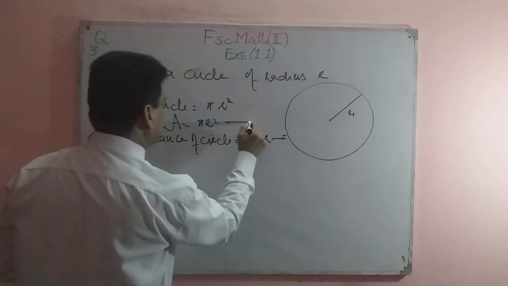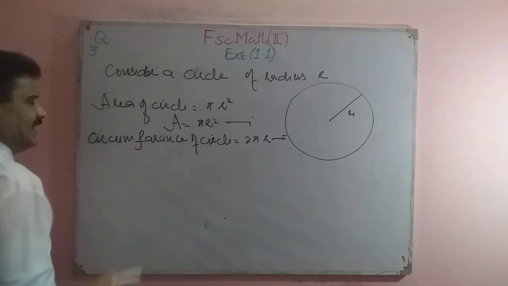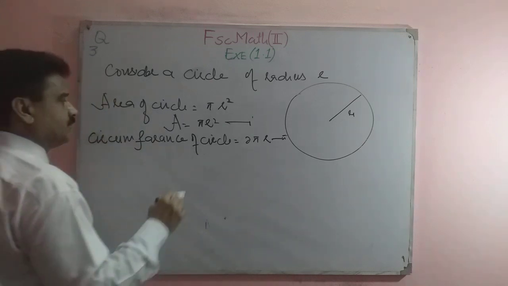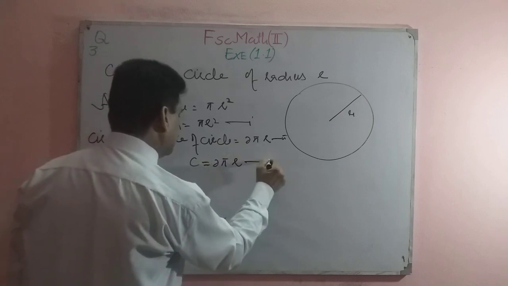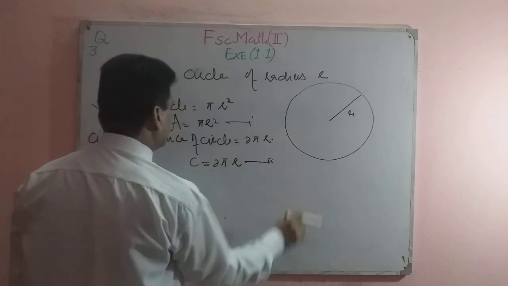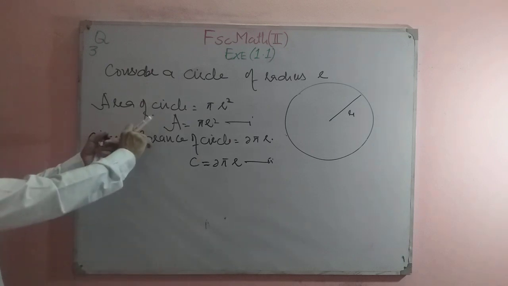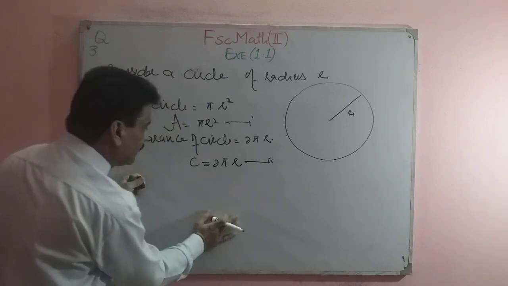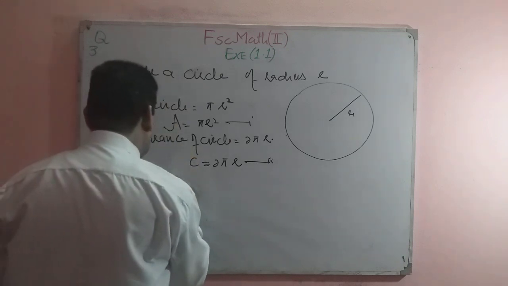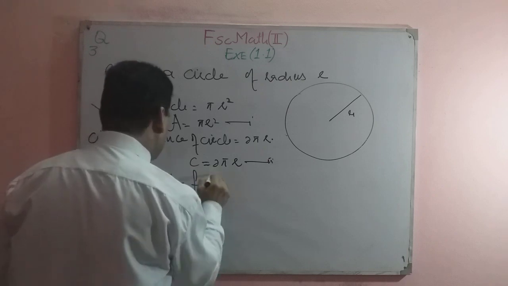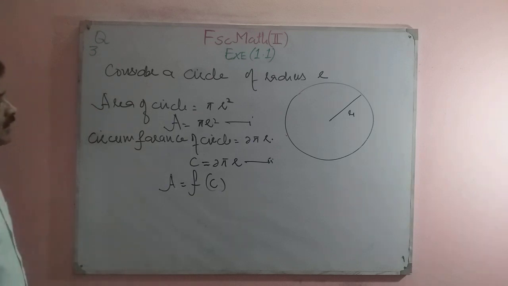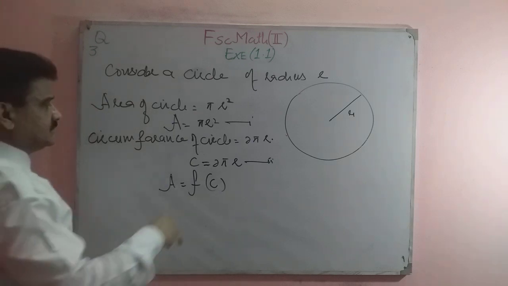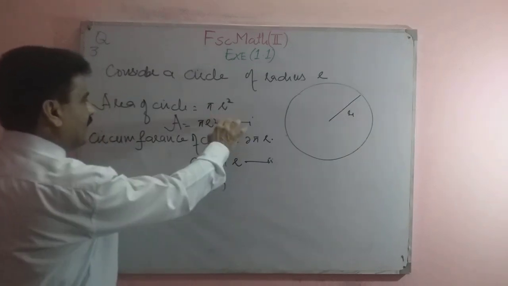This is relation 1. If we denote the circumference by C, we write C is equal to 2 pi r. This is relation 2. We have to show that area is a function of its circumference. We have to find such a relation: A is equal to f of C, meaning area is a function of its circumference. We just have to eliminate r from 1 and 2.